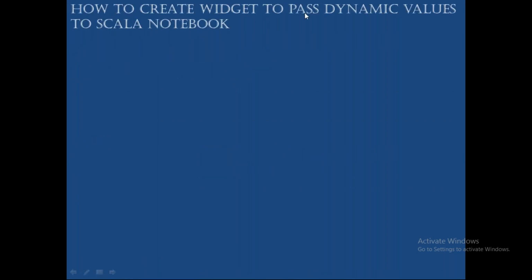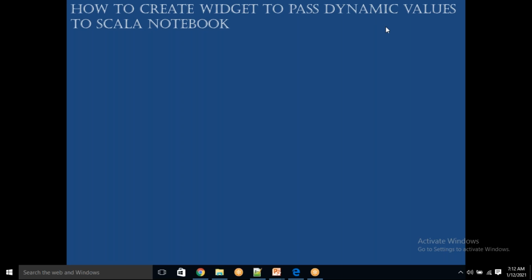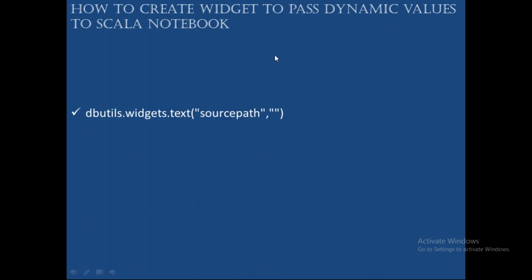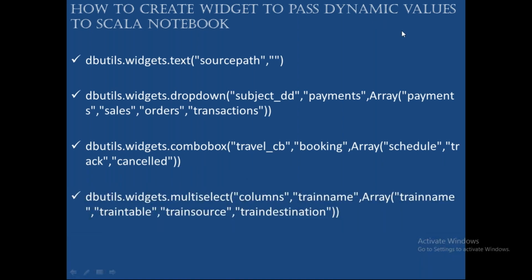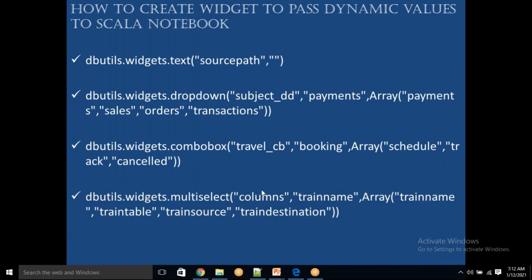Next. So how to create widgets to pass dynamic values in a Scala notebook. In Scala notebooks, how to do it is exactly the same. You see, there won't be any difference. All these four are exactly the same. But when you are reading these variables, it will change a little bit from Python to Scala.